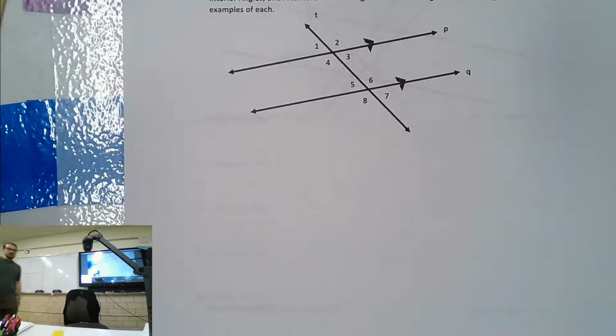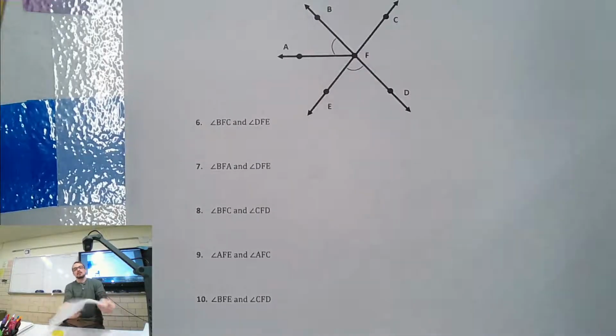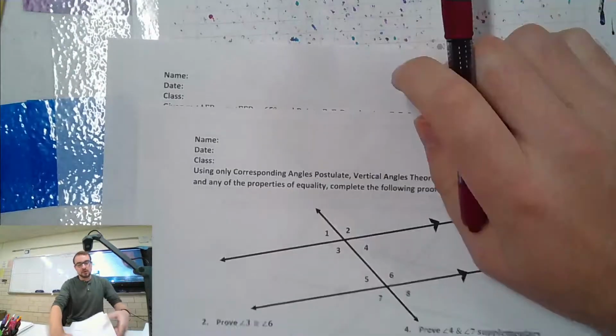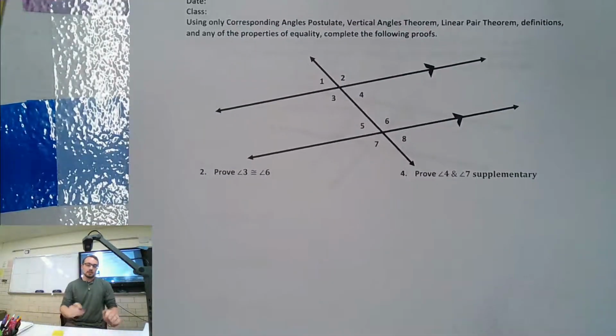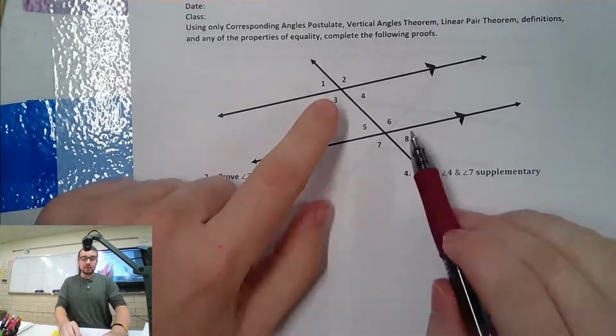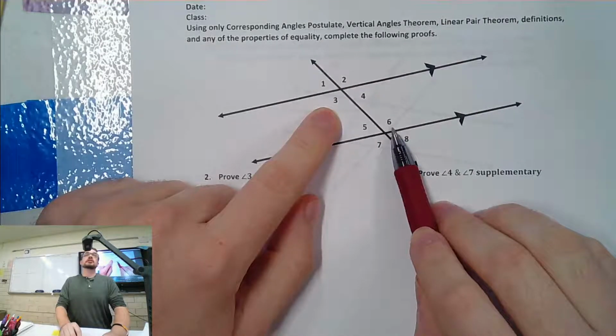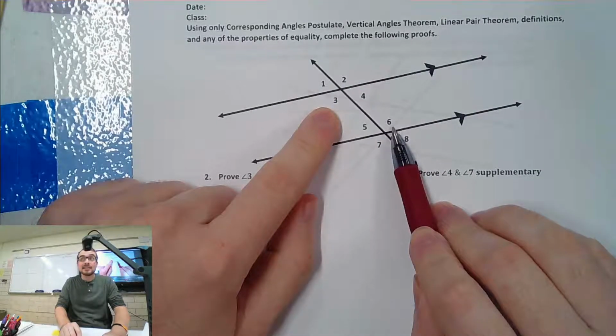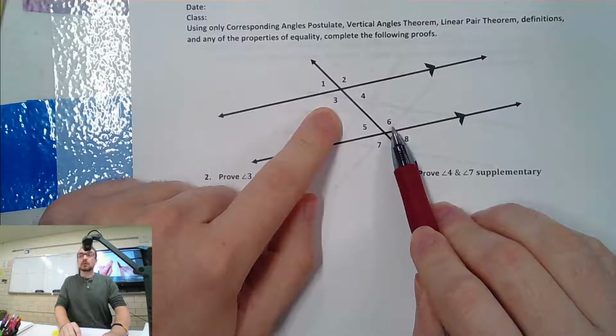All right, page 1 is all definitions, so we're going to skip that for now. Page 2 says, using only the corresponding angles postulate, vertical angles theorem, linear pair theorem, definitions, and any of the properties of equality, complete the following proofs. Basically, it's easier to say what not to use. You're not allowed to say that 3 and 6 are the same because of the alternate interior angles theorem. You're right, they are, but we're going to prove that, okay?